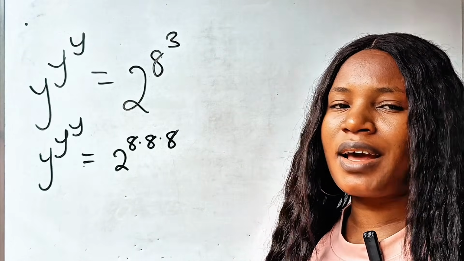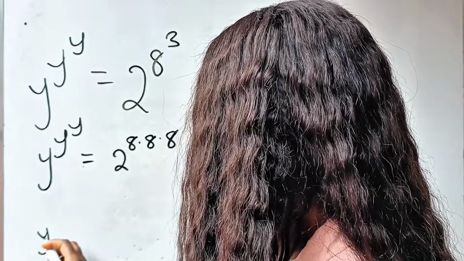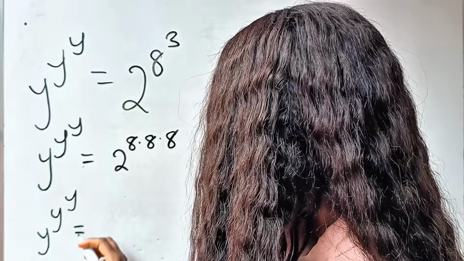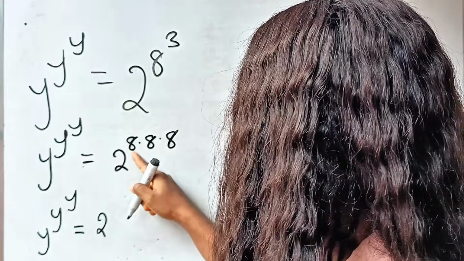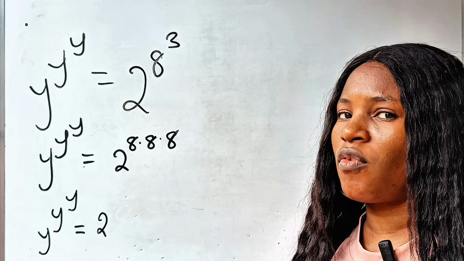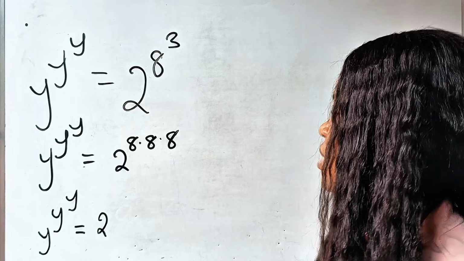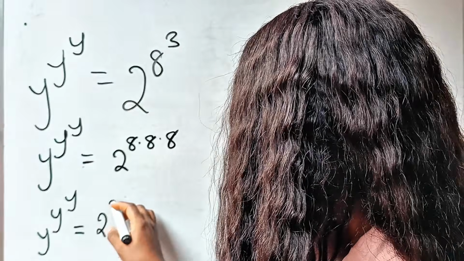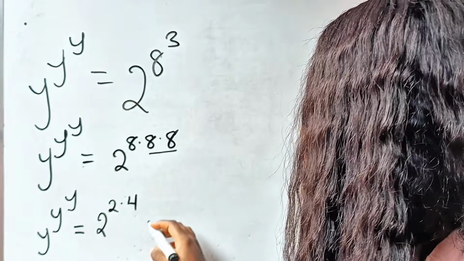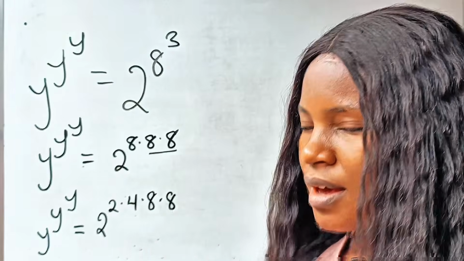Now, the next thing we will do is y to the power of y to the power of y is equal to 2. Now, 8 can be written as 2 multiplied by 4 or 4 multiplied by 2, either way, but I'll write 2 multiplied by 4. Then let me repeat this 2 multiplied by 8, multiplied by 8.